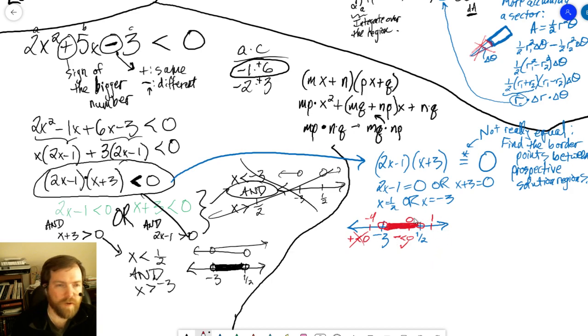And if we plug in a 1, same deal. Plug in 1 here, you get 2 minus 1 is 1, times 1 plus 3 is positive, or a 4. So then you get a positive less than 0, and again, that's not going to work for us. So the solution region here, whether we found it using the strict algebra or using test values, you're going to get the same thing: x is only going to go from -3 to 1/2.